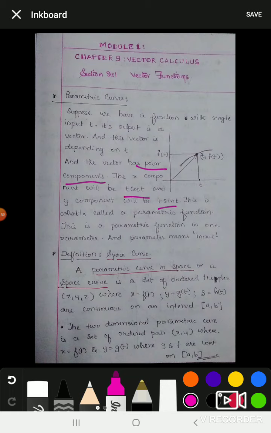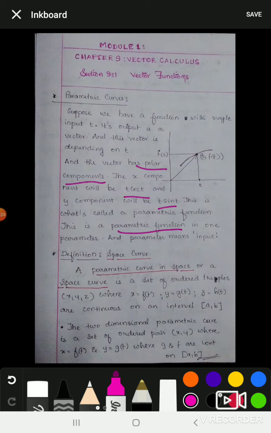So we will call this a parametric function in one parameter, and the parameter here means some variable to input. So we have input in one dimension and output in two dimensions. Okay, now we will move on to space curves, or parametric curves in space.